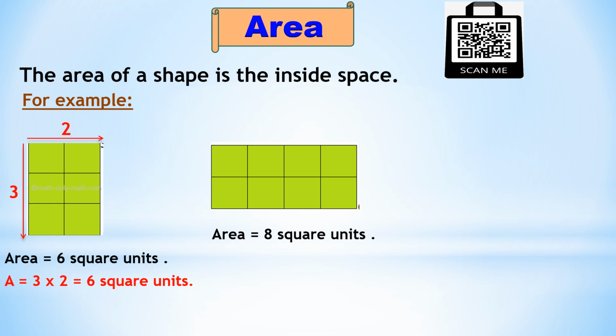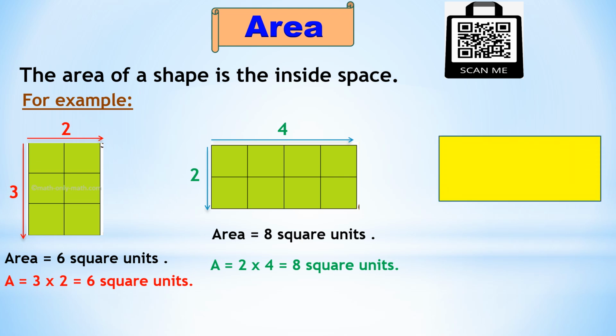If I wanted to find it by another way, I have here 2 rows and 4 columns. 2 times 4 equals 8. They are the same. Now, if I have this shape, I don't have any squares inside it. We said we can find the area by counting, rows times columns, and length times width.